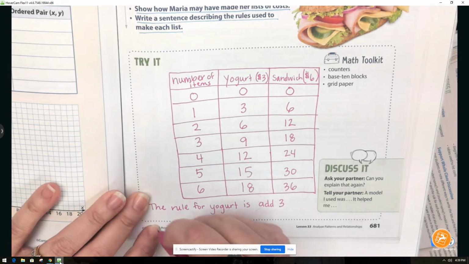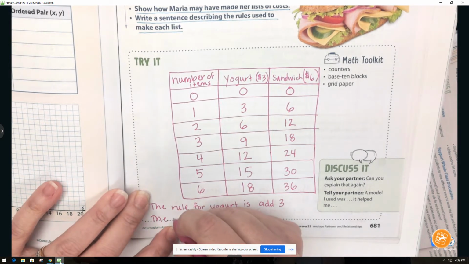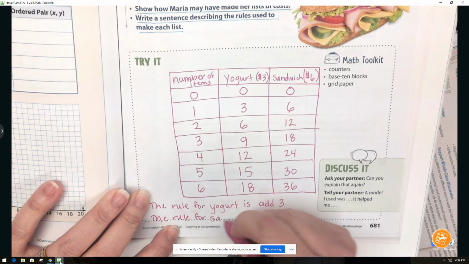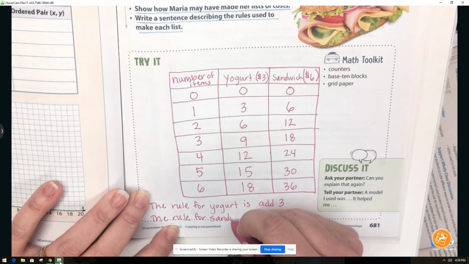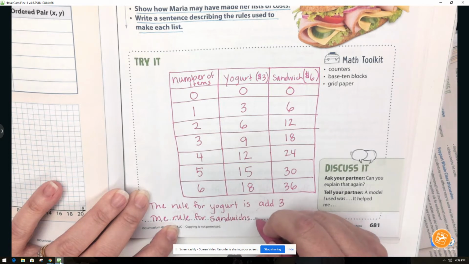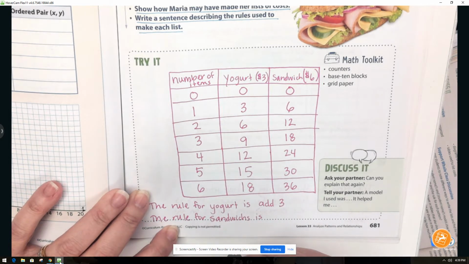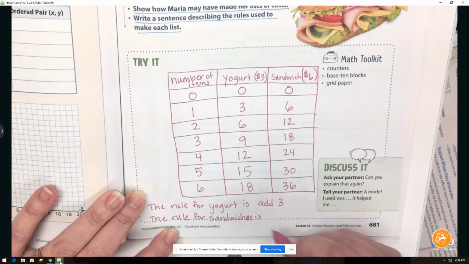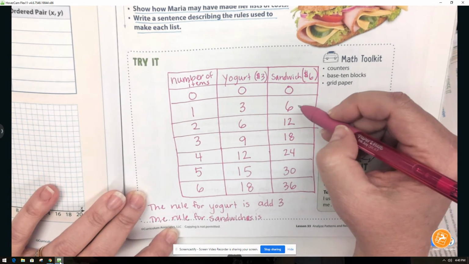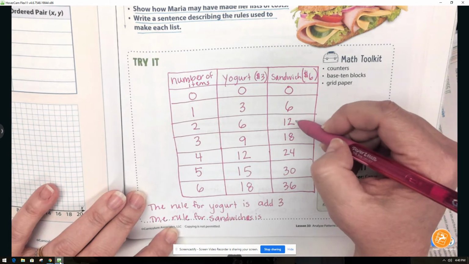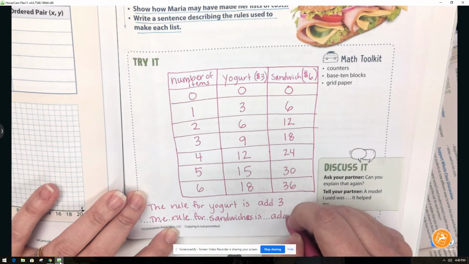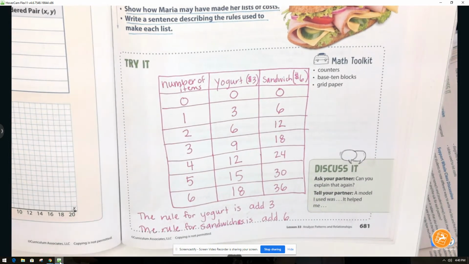So what is the rule for sandwiches? I want you to go ahead and write that down right now and then pause it and do it and then see if you get the same answer that I do. All right, the rule for sandwiches is if we go from 0 to 6, we added 6, 6 to 12, we added 6, 12 to 18, we added 6. So the rule is add 6.